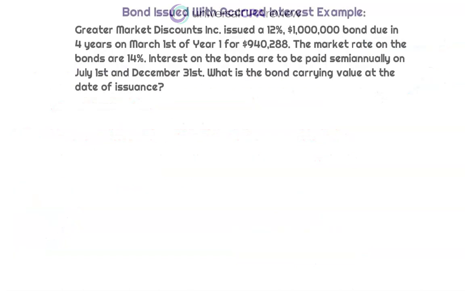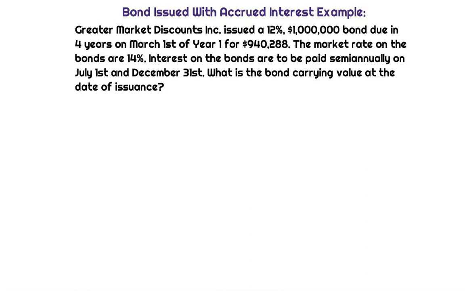Okay, so taking a look at this accrued interest example, the company issued a 12% $1 million bond due in 4 years on March 1st of year 1 for $940,288. The market rate on the bonds is 14%. The interest is paid semi-annually on July 1st and December 31st. We want to know what is the bond's carrying value at the date of issuance.